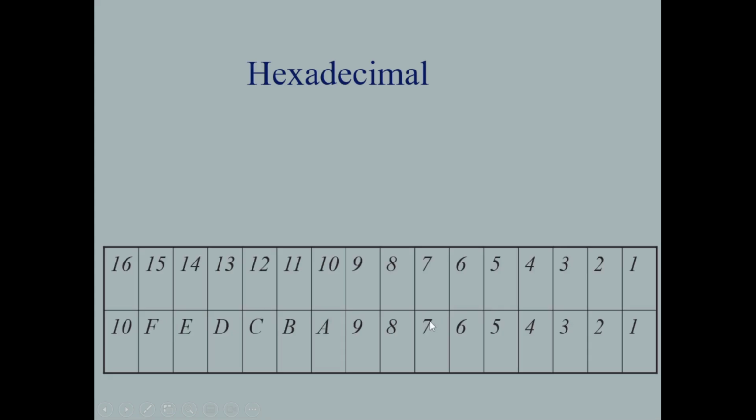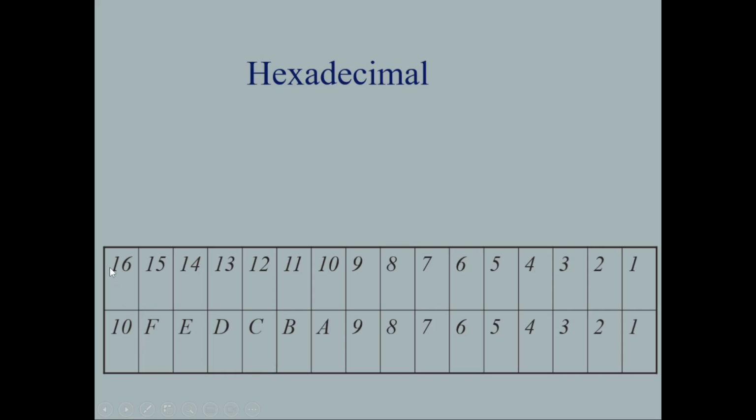How do you count in hex? On the top is how you count in decimal: 1, 2, 3, 4, 5, 6, 7, 8, 9, 10, 11, 12, 13, 14, 15, 16. The bottom is hex. 1 through 9 is the same. When you get to 10, we don't have a single digit for 10 yet, so 10 is represented by an A. 11 is represented by a B, 12 is C, 13 is D, 14 is E, and 15 is represented by an F.